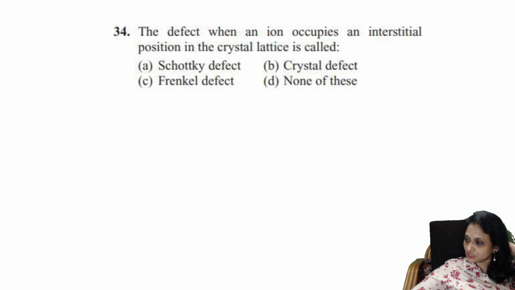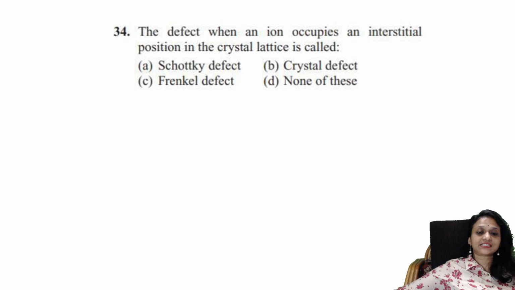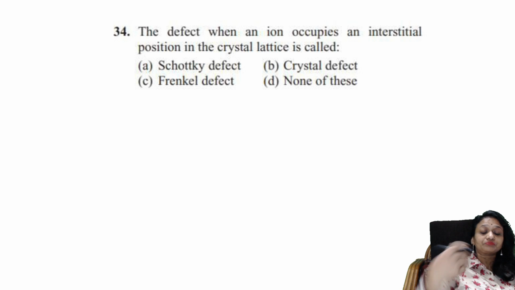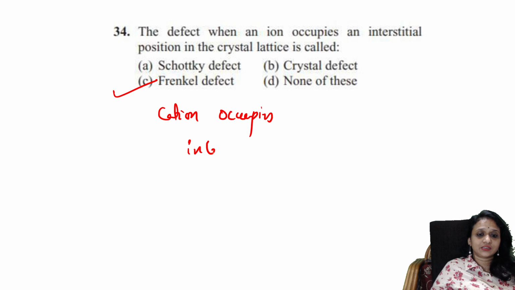Next, the defect in which an ion occupies an interstitial position in the crystal lattice. So just now I said, in Frenkel defect, a cation occupies interstitial space. Correct? Cation occupies interstitial space. Right. That's the defect. All right.